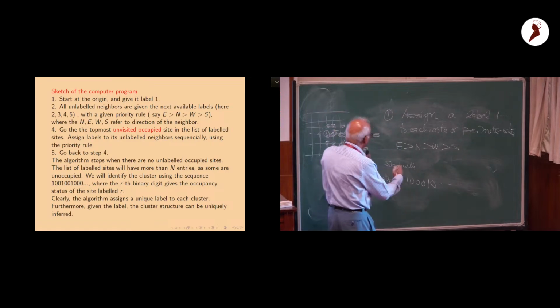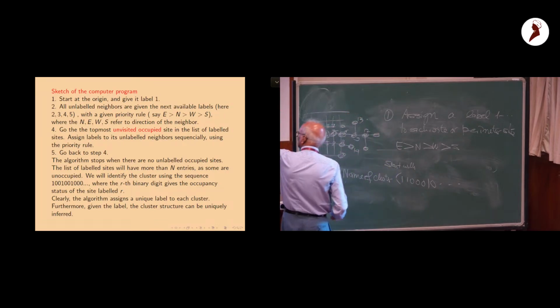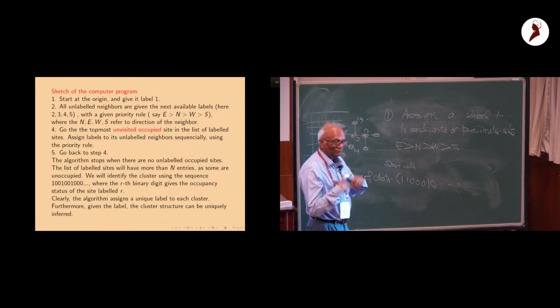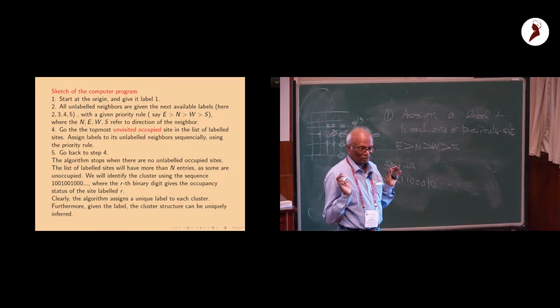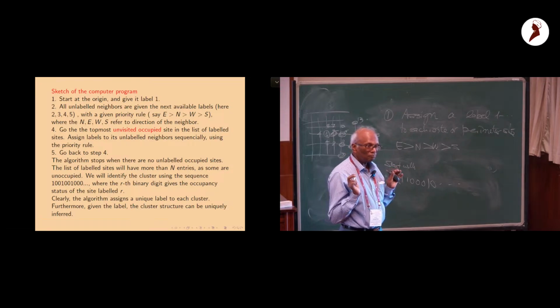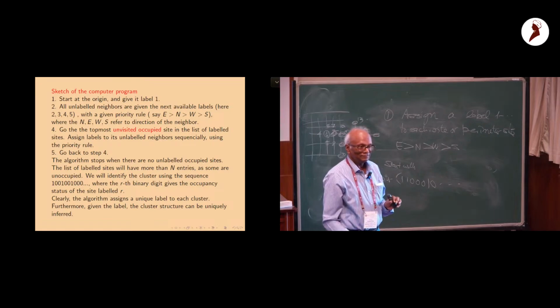I keep on labeling more sites, but always in this preference order. Go to the topmost undivided site and look at its neighbors. Okay? Topmost in the list. The list is 1, 2, 3, 4, 5. This is the list of sites I have labeled.